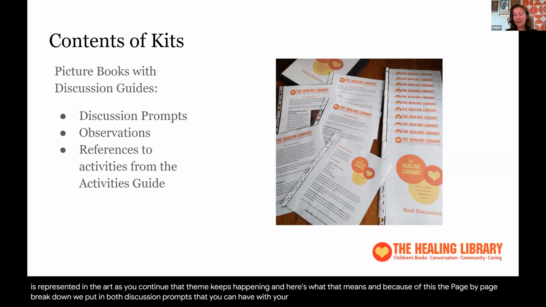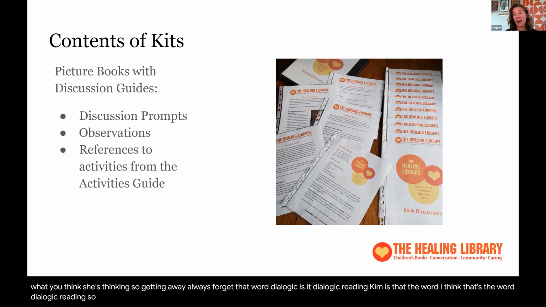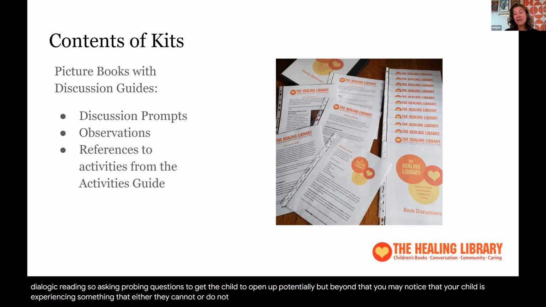Because of this page-by-page breakdown, we put in discussion prompts that you can have with your child. So saying things like, she looks really unhappy in this picture. Can you tell me what you think she's thinking? So getting, I always forget that word, dialogic. Is it dialogic reading, Kim? That sounds smart and correct. So let's just use that. I think that's the word, dialogic reading. So asking probing questions to get the child to open up potentially. But beyond that, you may notice that your child is experiencing something that either they cannot or do not want to vocalize. So the observation prompts are also involved in these book discussion guides.